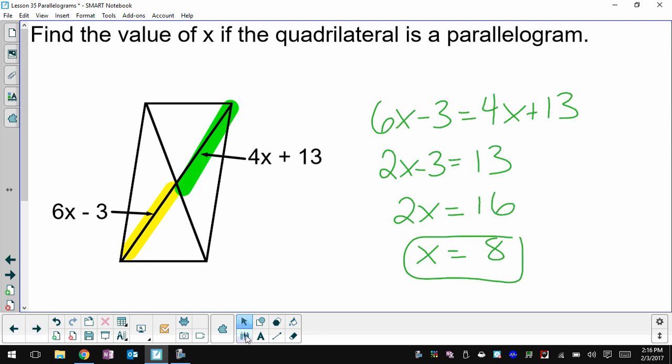It's important to point out that with these diagonals, these 2 pieces are equal, but they're not necessarily equal to the other 2 pieces in the other diagonal. So the pieces that are equal come from the same diagonal.